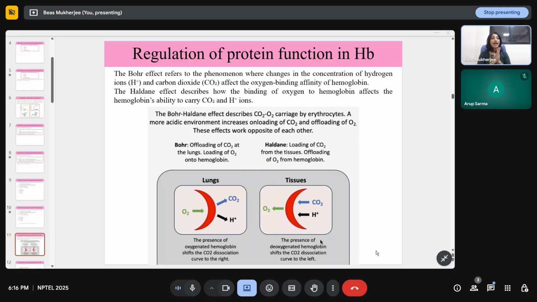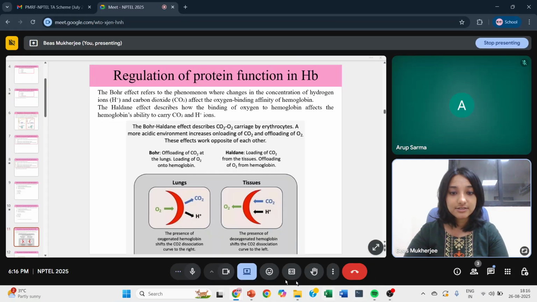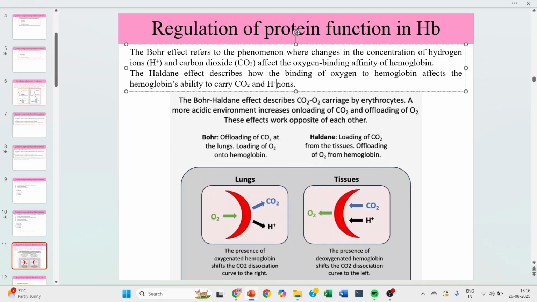The Haldane effect describes how the binding of oxygen to hemoglobin affects hemoglobin's ability to carry carbon dioxide and H plus ions. So the Bohr-Haldane effect describes CO2, sorry, this shouldn't be H plus ion, this should be O2, in the sentence above. So carbon dioxide and oxygen. I'll just fix this because otherwise there will be confusion regarding this.